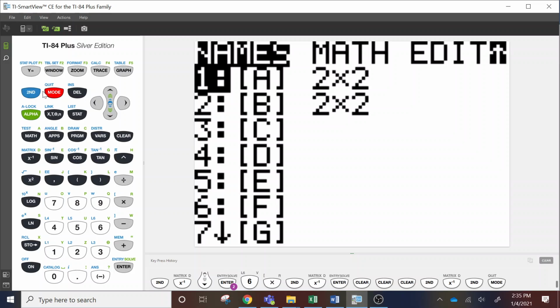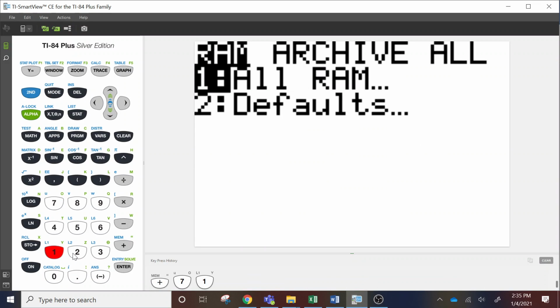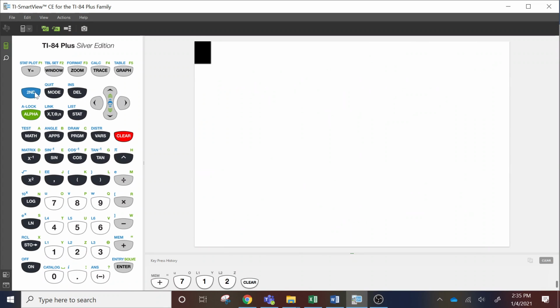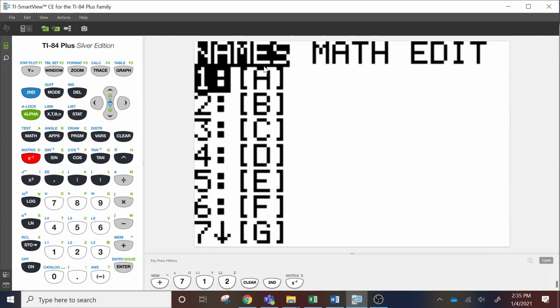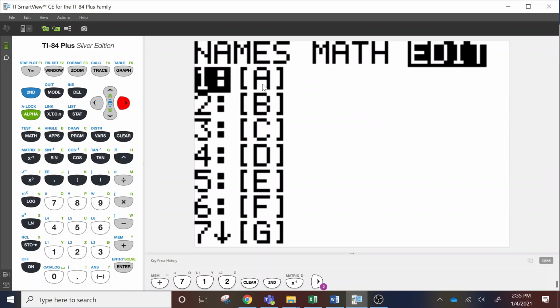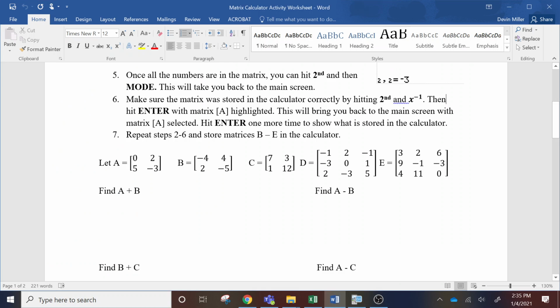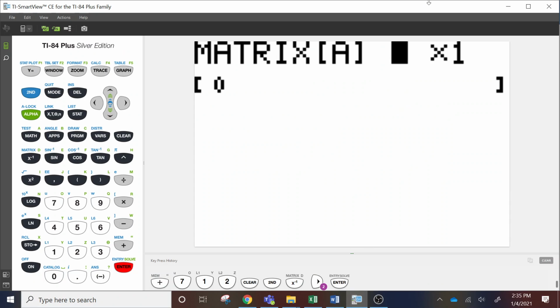So first, let me just clear this real quick. Okay. So back into matrix, you have the names up top and you have math and edit. We're going to go over to the edit tab. And we're going to edit the first matrix A. So hit enter. And right now it's saying it's a 1 by 1, but if you look at our paper, we're going to put in this matrix here. It's a 2 by 2 here. So we're going to put in those numbers as a 2 by 2. So I'm going to change this to a 2 by 2.